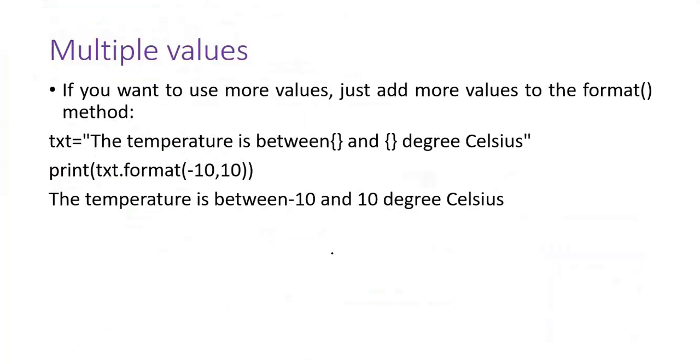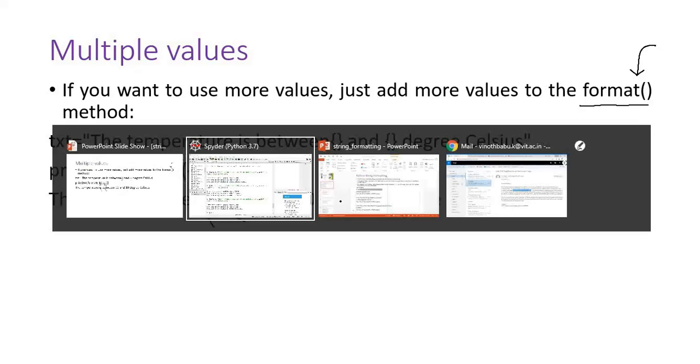In a similar way, I can add more than one value to the format method. In the previous example, only one input is passed. We can go for more than one value. For example, the text is, the temperature is between this value, this is one placeholder, this is another placeholder, and this degree Celsius. So I'm giving 2 inputs through the format method. One is -10, another one is +10. Let us try this.